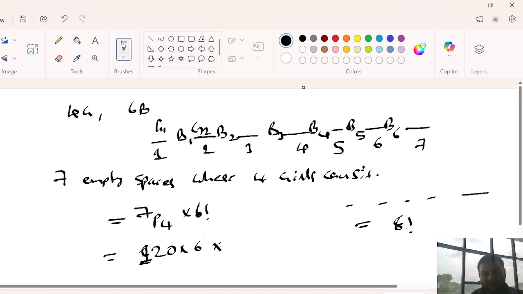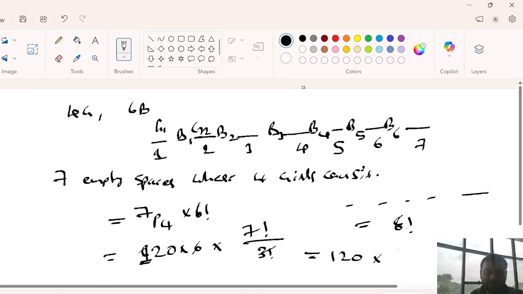720 multiplied with 7P4, which is 7 factorial by (7 minus 4) factorial, 3 factorial. This many ways will be there. 3 factorial is nothing but 6, 6 can be cancelled. So you will be having 120 into 7 factorial.